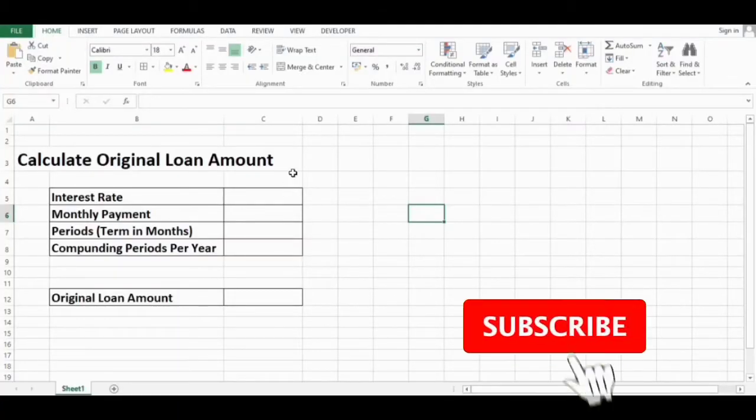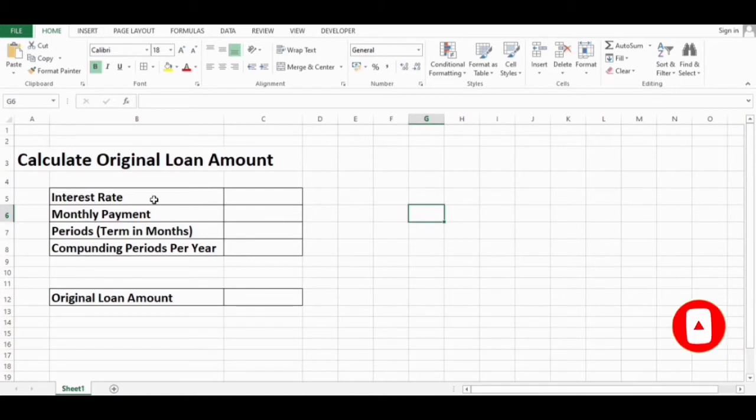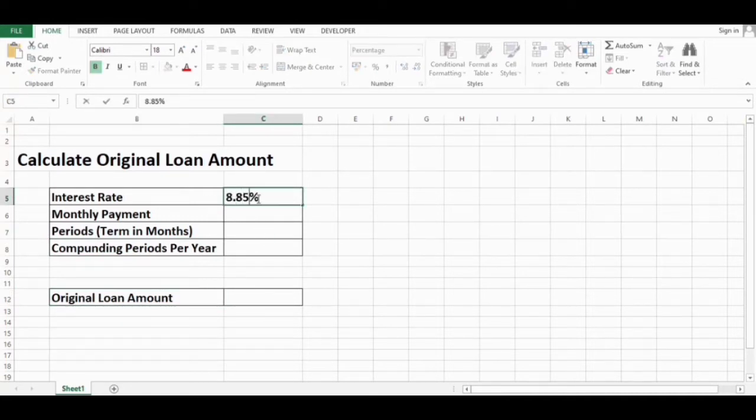Alright, now as you can see on your spreadsheet, this is the database where we are going to calculate the original loan amount. You can see there is an interest rate, a monthly payment, periods, and compounding periods per year, and we have to calculate the original loan amount here. We will put some hypothetical data: 8.85% is the interest rate, the monthly payment we are going to make is -5229, periods will be 100 months, and compounding periods 12.